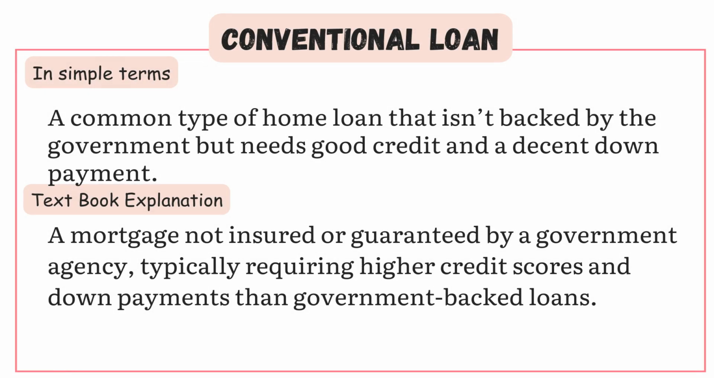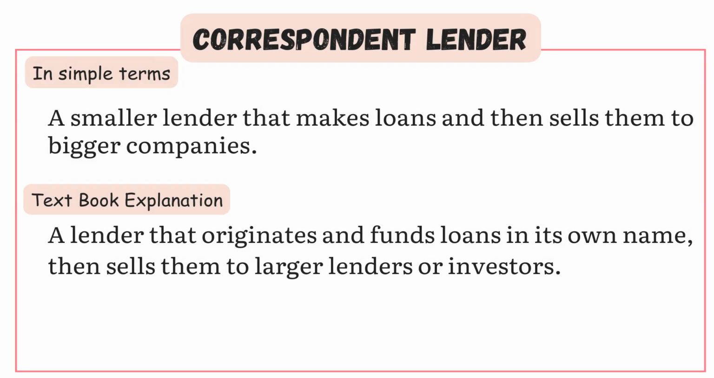Conventional loan. In simple terms, it is a common type of home loan that isn't backed by the government but needs good credit and a decent down payment. As per textbook definition, conventional loan is a mortgage not insured or guaranteed by a government agency, typically requiring higher credit scores and down payments than government-backed loans. Correspondent lender. In simple terms, it is a smaller lender that makes loans and then sells them to bigger companies. As per textbook definition, correspondent lender is a lender that originates and funds loans in its own name, then sells them to larger lenders or investors.